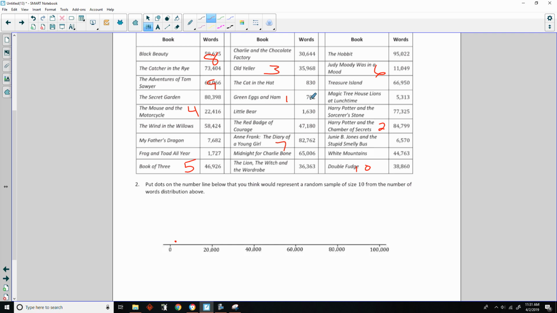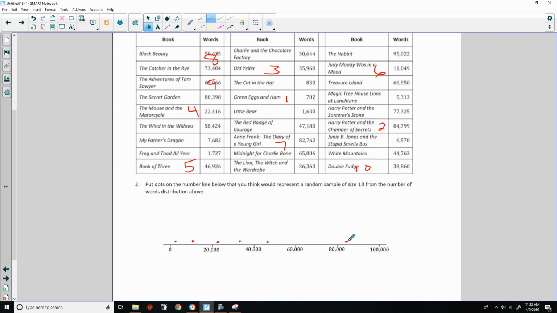Green Eggs and Ham had 702, so maybe that's way down here. Number 2 was 84,799, which would probably be somewhere around here. Number 3 was 35,900, or almost 36, which would probably be around here. Number 4 was 22,000, which would be down here. And number 5 was 46,000, so here's 50, so maybe about here. And number 6, 11,049, that would probably be a little more than halfway between 0 and 20.